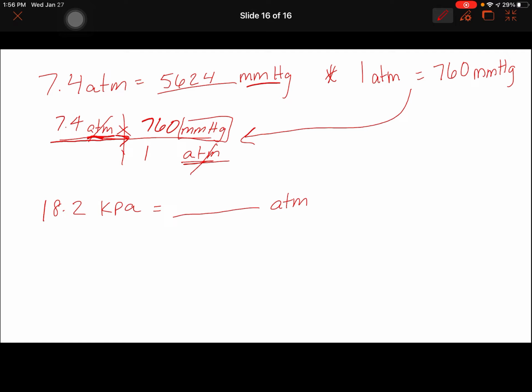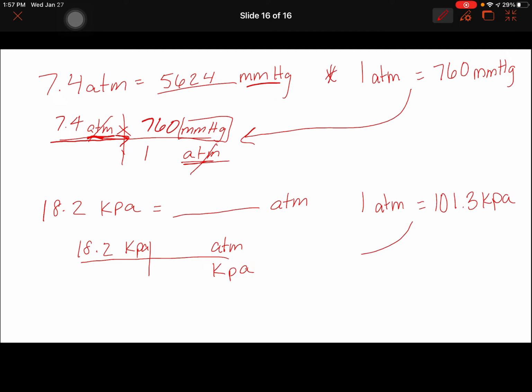Now on the next problem, we need to know the conversion for atmospheres to kilopascals. I know 1 atmosphere equals 101.3 kilopascals. So we'll set it up the same way. We start off with kilopascals, 18.2 of them, and since I want to get rid of that unit, I will write it in the bottom, and I want to be left with atmospheres, so I'll write that in the top.